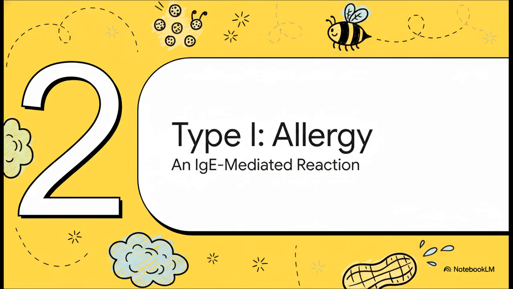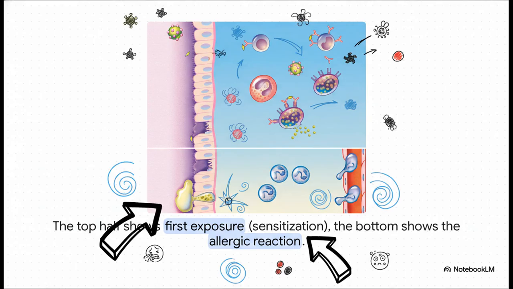Okay, let's dive into Type 1. This is the one most of us are familiar with. We're talking everything from seasonal allergies to food allergies and bee stings. This is the classic allergic reaction. This image perfectly captures the two-act play of a Type 1 reaction. The top half is what happens the first time you're exposed to an allergen. The bottom half is the drama that unfolds every single time after that.